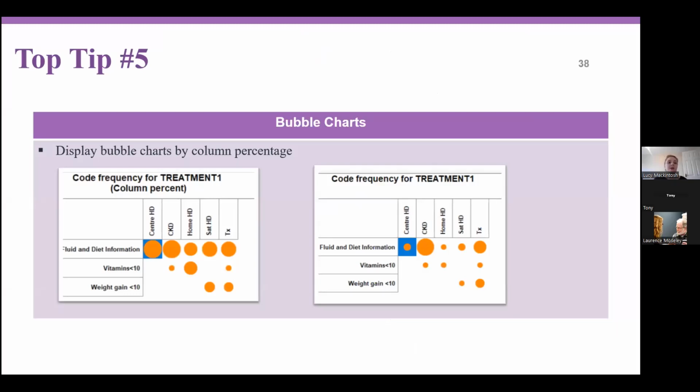So displaying the bubble charts by column percentage. This one on the right hasn't got any column percentage on it. So as you can see, it's really difficult to define what the differences are between the treatment groups, because that's based on the size of the treatment group. Whereas on the left, using column percentage, that shows you within the treatment group.